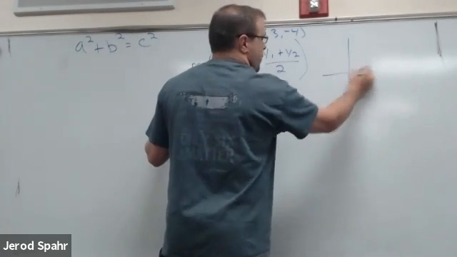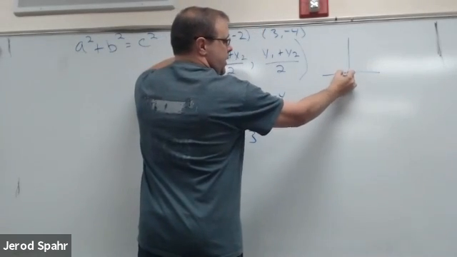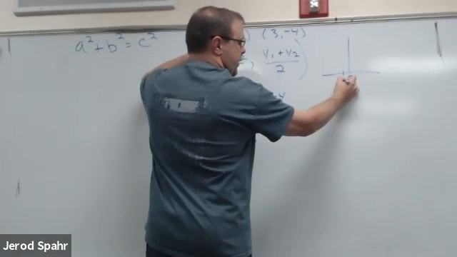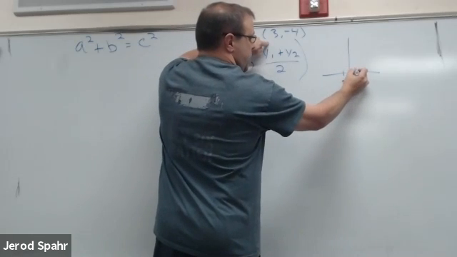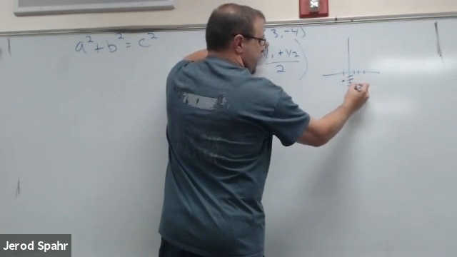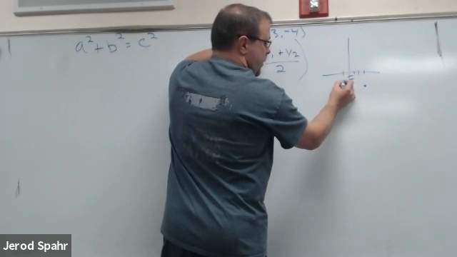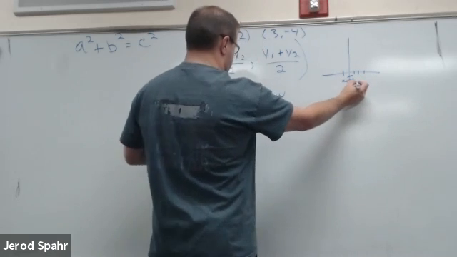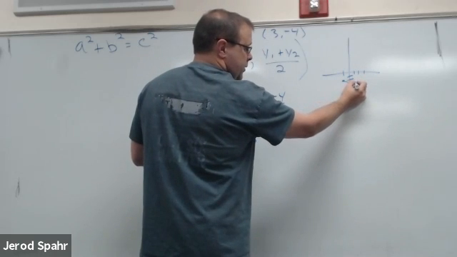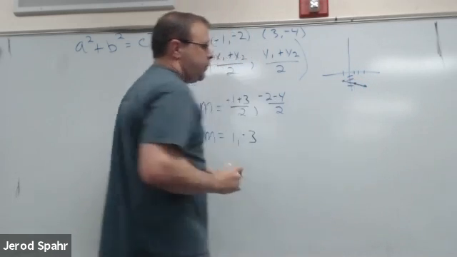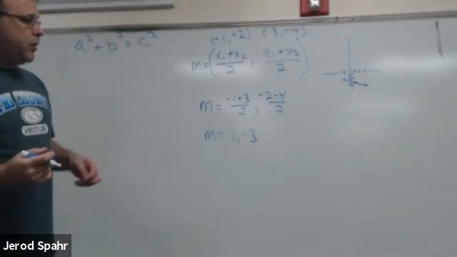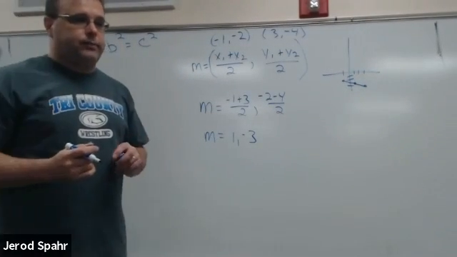So we graph these points real quick. (-1, -2) and (3, -4). Right there. We want the midpoint, so the point is (1, -3). Pretty close. Not too bad for a sketch.